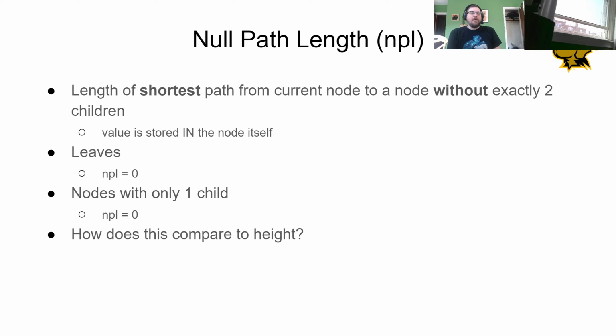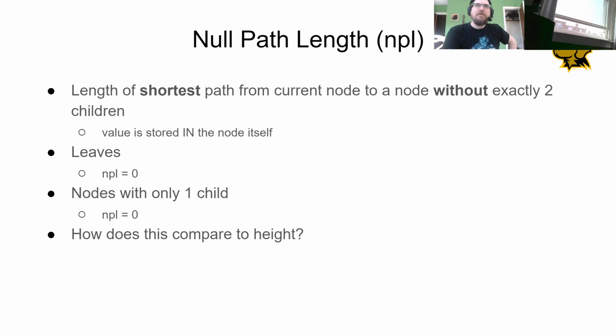So if my left child is a null pointer, then my null path length is 0. And if I have just one child, then my null path length is 0. If I have two children, then my null path length is going to be at least 1. How does this compare to height? We'll do a freeze.